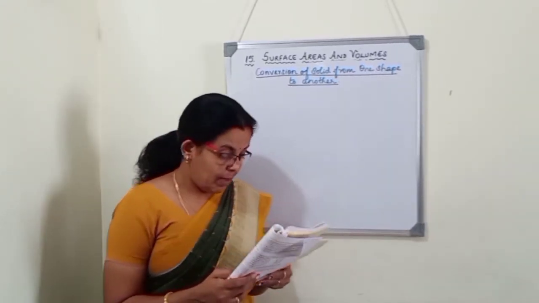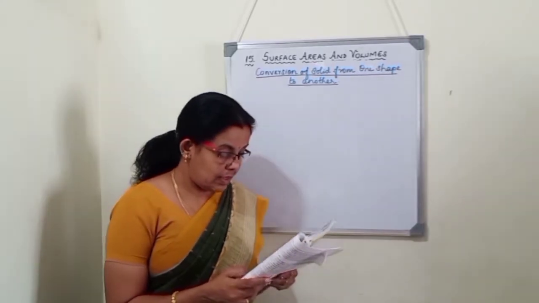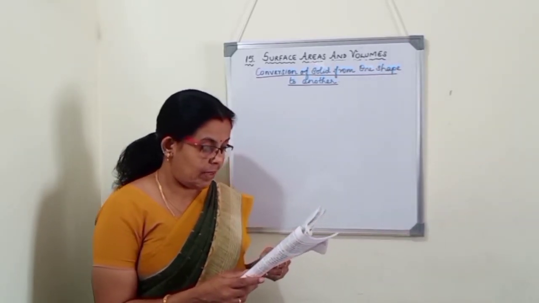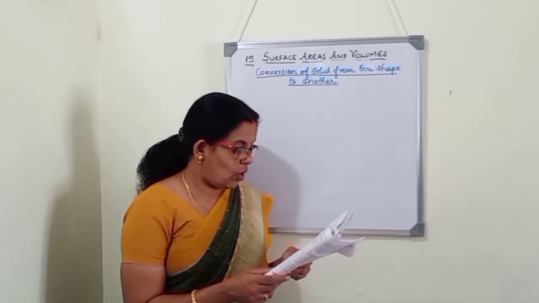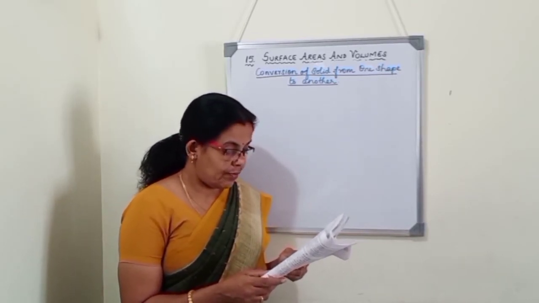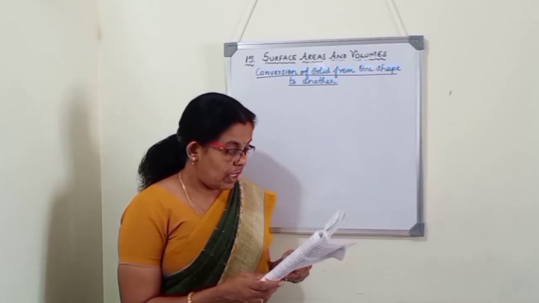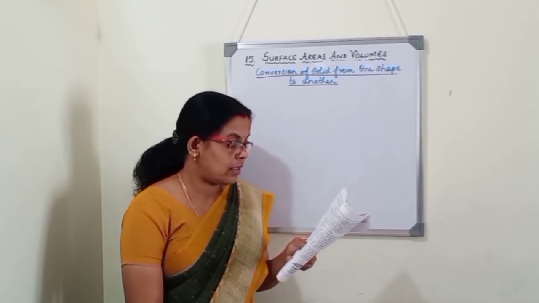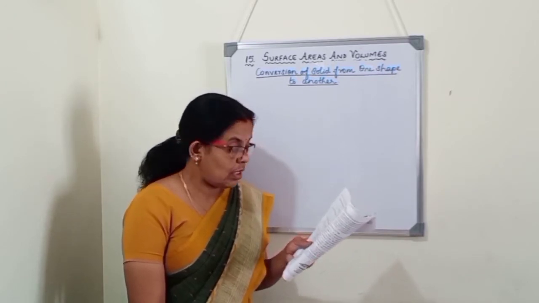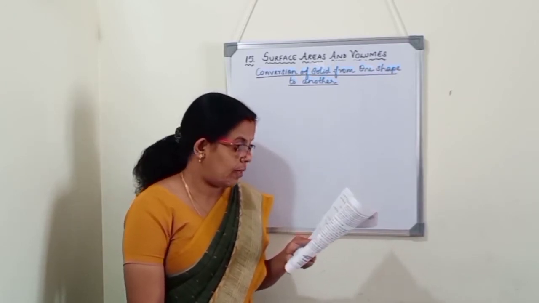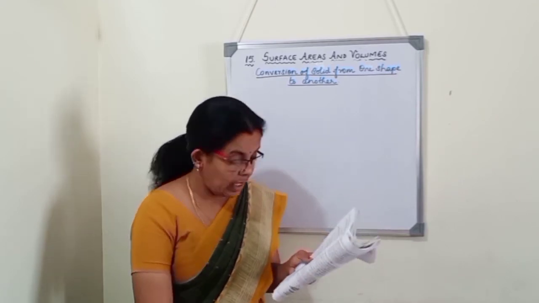Second question. Metallic spheres of radii 6 cm, 8 cm and 10 cm respectively are melted to form a single solid sphere. Find the radius of the resulting sphere. So here there are 3 spheres of radius 6 cm, 8 cm and 10 cm melting together to form a single solid sphere. Find the radius of the resulting sphere.